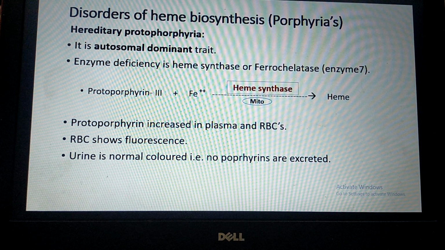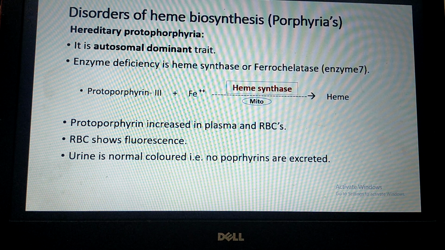Next is hereditary protoporphyria. It is an autosomal dominant trait. Enzyme deficiency is heme synthase or ferrochelatase, which is the seventh enzyme of heme synthesis pathway. This enzyme converts the protoporphyrin 3 into heme by inserting the ferrous iron inside that tetrapyrrole ring. Here protoporphyrin 3 is increased in plasma and RBCs, but it is not excreted into the urine. Therefore, urine is having normal color.